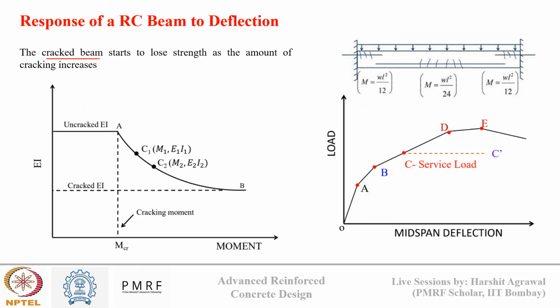Now we know that a cracked beam starts to lose strength as the amount of cracking increases. So if we plot the flexural rigidity of concrete versus the moment acting on the concrete, beyond a certain moment which is known as cracking moment, we'll see that the flexural rigidity of a reinforced concrete beam will continuously decrease with increasing moment, and this decrease tends to reach saturation when the moment increases beyond the ultimate moment and the steel reinforcement starts to yield. So this limit is known as the cracked section. So this point B, where the moment has reached the point till which there is yielding of steel, we say that this section is known as cracked section, and the flexural rigidity value, the EI value corresponding to this, is known as cracked EI.